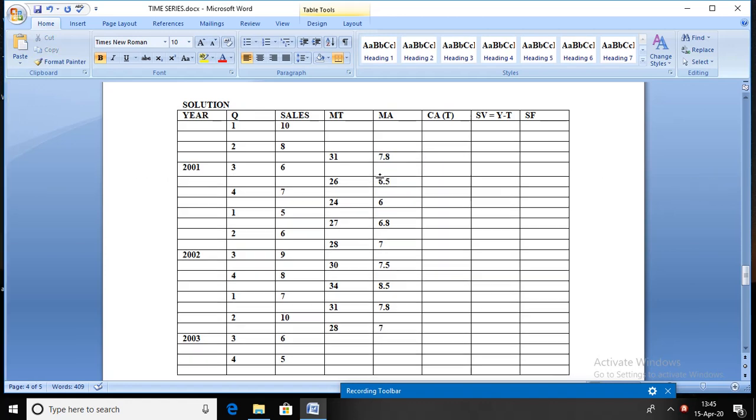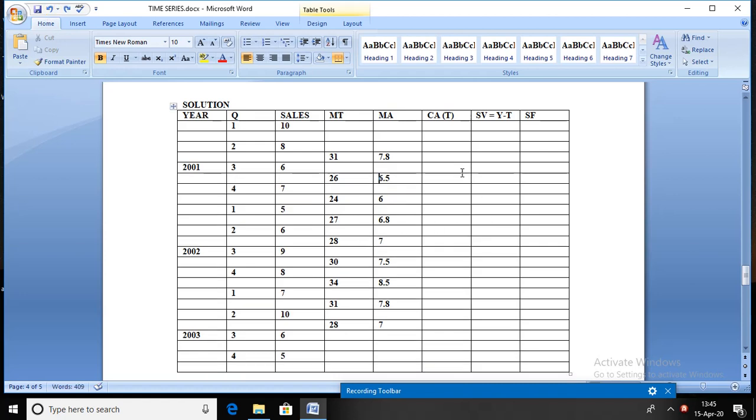The next two values, find the average and put it in the middle. So it is 7.8 plus 6.5 divided by 2. You should get 7.2. The next one is 6.5 plus 6 divided by 2. You should get 6.3 rounded off. 6 plus 6.8 divided by 2. You should get 6.4. You have 6.8 plus 7 divided by 2. You should get 6.9.